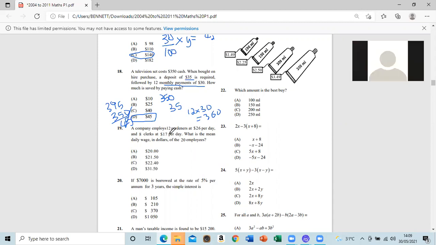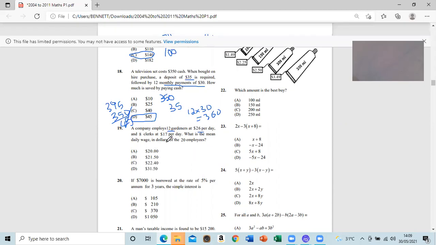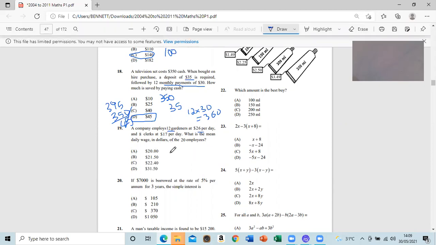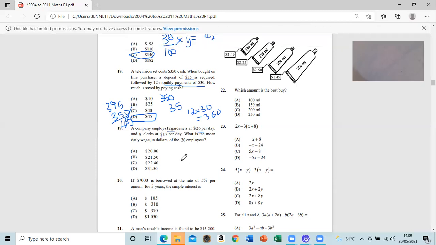Wouldn't you find the total? So I would multiply 12 times 26 and then 17 times 8. It doesn't matter then. Oh, we could find the mean for each and divide it by 2. Either way, I think it'll be the same answer.